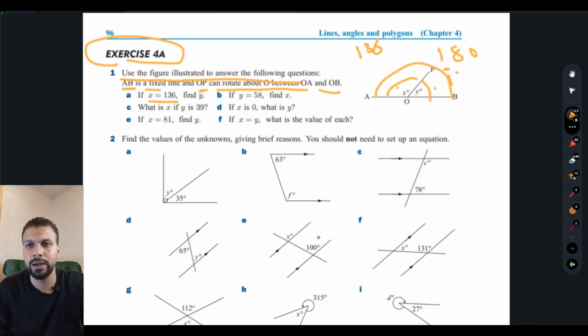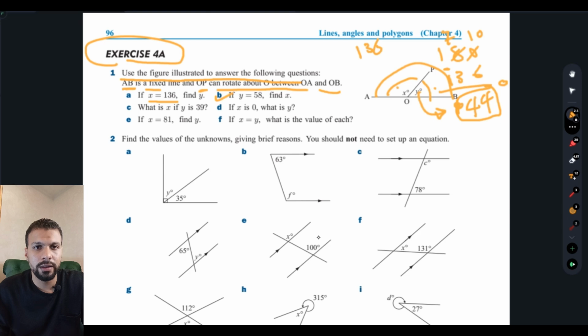Then 180 minus 136: 0 minus 6 can't, let's borrow. Then 0 equals 10 and 8 equals 7. 10 minus 6 equals 4, 7 minus 3 equals 4, and 1 minus 1 equals 0. Then I have 44, so y equals 44. So easy, let's continue. Easy, easy. So all that you can subtract.